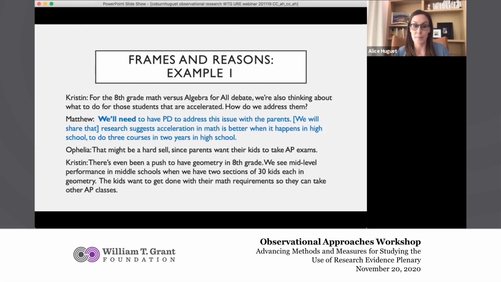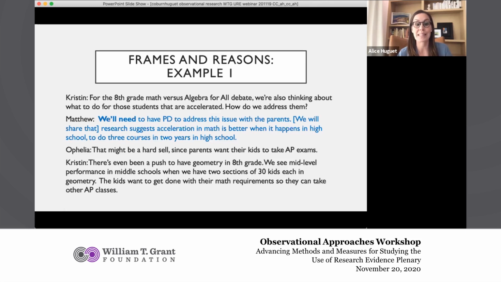So the solution frame that we see here, again, we have the benefit of seeing pages of field notes before and after this excerpt, but I highlighted what we see as a frame, a solution frame. So Matthew says, we'll need to have PD to address this issue with the parents. We will share that research suggests acceleration in math is better when it happens in high school, to do 3 courses in 2 years in high school. So that would be as opposed to doing some accelerated form in middle school. This might be the easiest thing to identify in this particular excerpt.